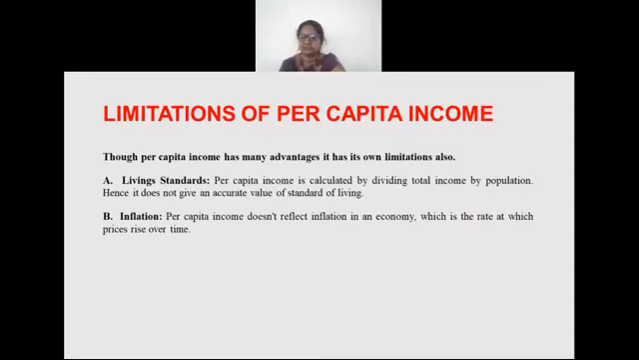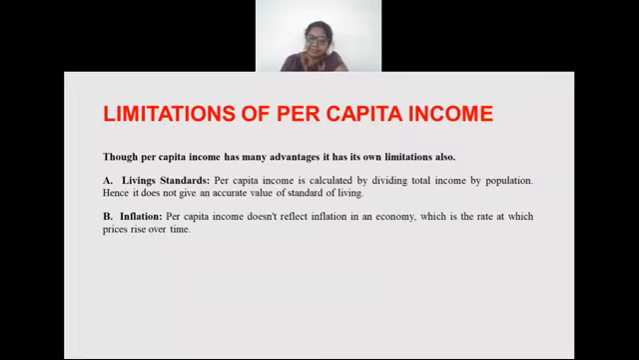Why? Because it is the total value divided by total population. In that, so many are not working. Children are there, they are not working. Aged people as well, but they also come under this calculation. So we cannot come to a conclusion by seeing the per capita income.